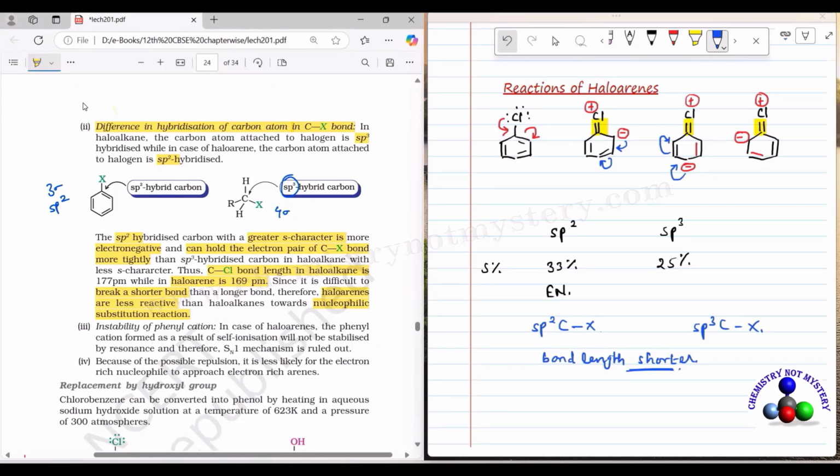Now come to the third point. Instability of phenyl cation. In case of haloarenes, the phenyl cation formed as a result of self ionization will not be stabilized by resonance. Therefore, SN1 mechanism is ruled out.